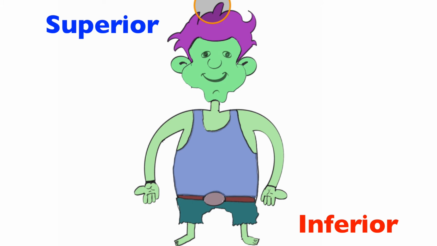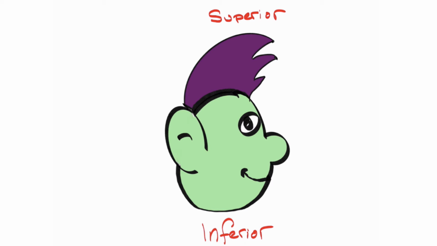For example, the only structure on this particular body that I could say is superior would be this part of the hair, because that's the topmost part of this body. So these are relative terms. The chin is also inferior to the mouth, but it is superior to the hands. Superior is towards the top, inferior is towards the bottom. Once again, the eye right here is superior to the nose, but the eye is inferior to the hair.